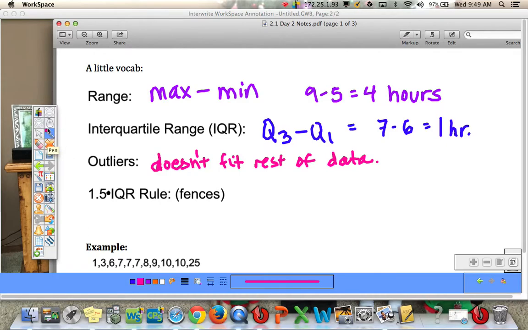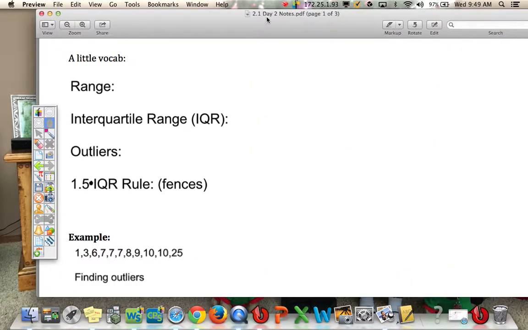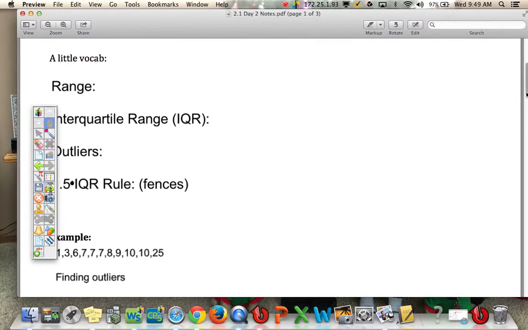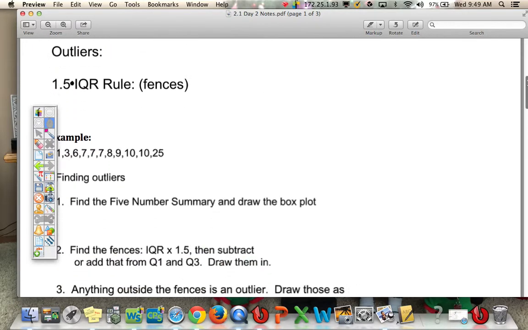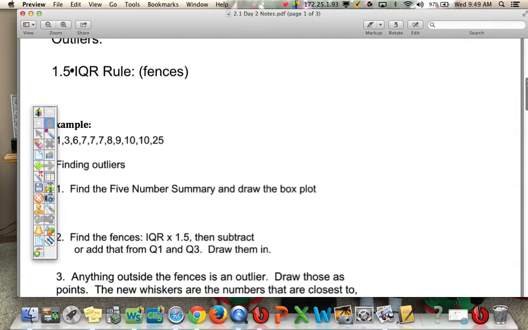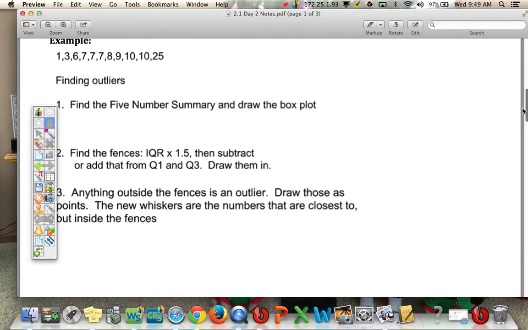Okay, so to find an outlier, there's something called fences that we're going to draw, and anything outside the fences is an outlier. So to do that, it's called the 1.5 times IQR rule to find the fences, and we're going to do that below.